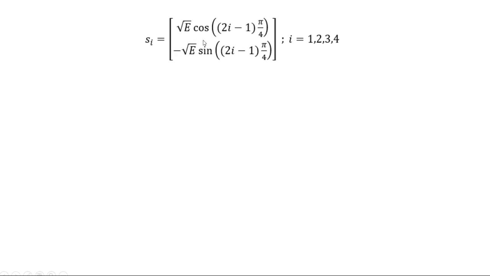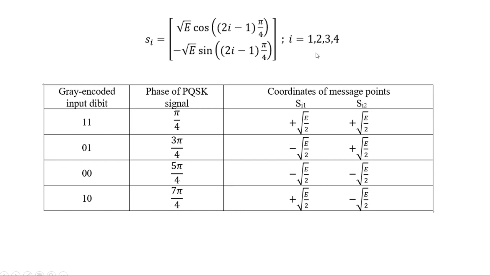We are drawing the signal space diagram. So s1 is equal to √E cos((2i − 1)π/4). If you substitute i equal to 1, it will be √E cos(π/4) and −√E sin(π/4). Similarly, if you substitute i equal to 2, s2 will be √E cos(3π/4) and −√E sin(3π/4). So cos(3π/4) will be minus √E, and sin is positive, so minus times minus will become plus.